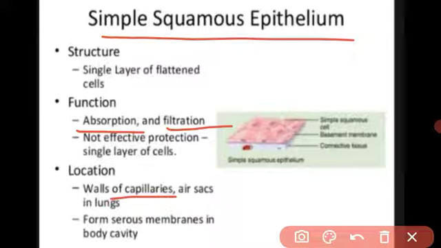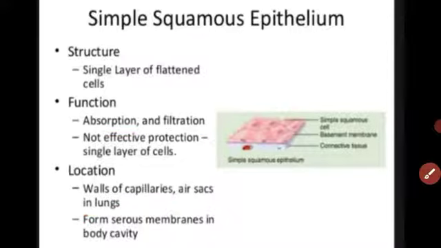Got it? There is a single layer like our skin, and the location where it is present is the wall of capillary, in the sac of our lung. In higher classes you will study about that. In our lungs we have alveoli, and these alveoli are made from a single layer of squamous epithelial tissue. Got it, student? What is meant by squamous epithelial tissue?